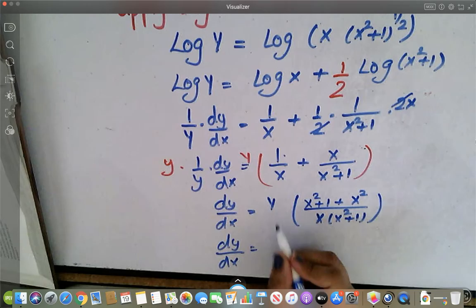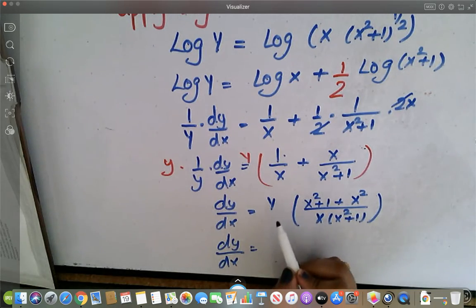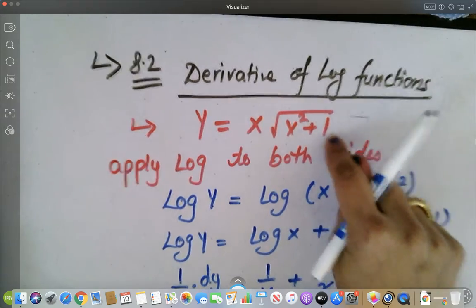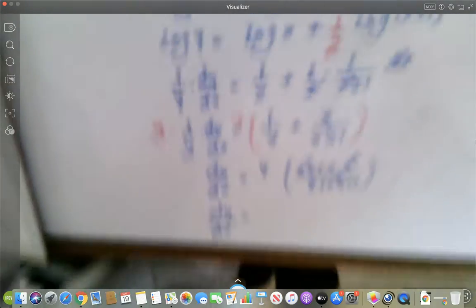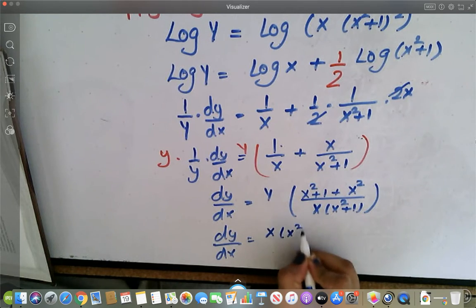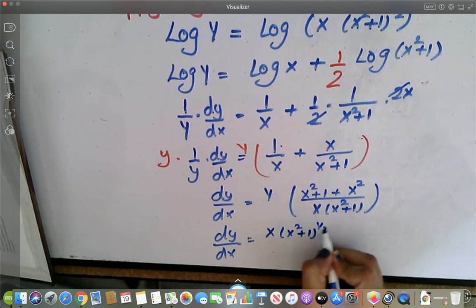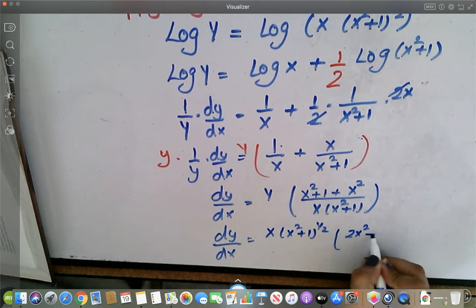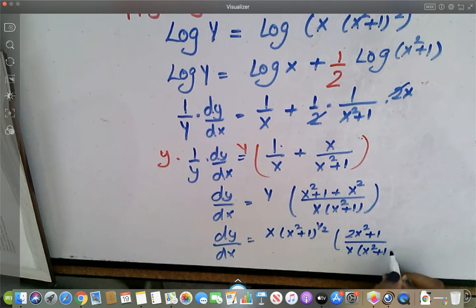And now this is where we plug in the original equation. So y is equal to, here's my original equation. So I'll bring back this expression and replace this y with that. So I have x. How about if I say x squared plus 1 to the 1/2? And this whole expression, let's combine. It's 2x to the second plus 1 over x squared plus 1.